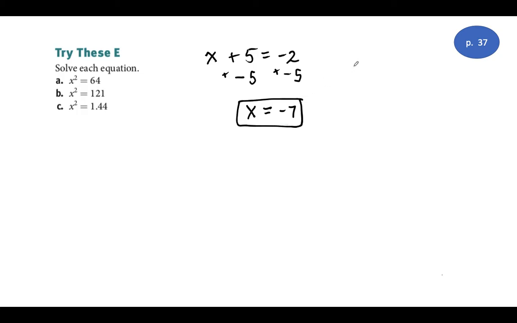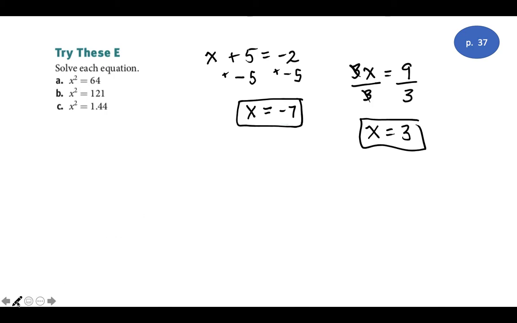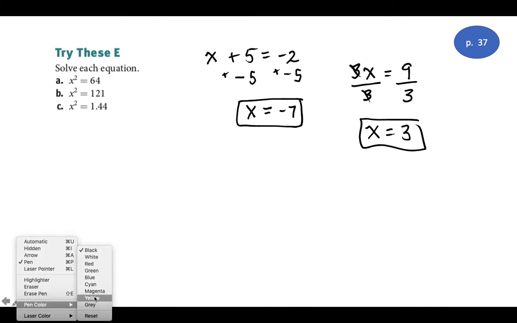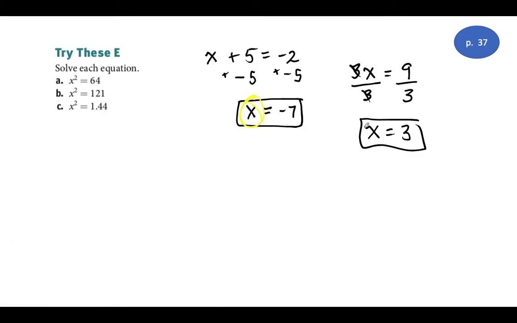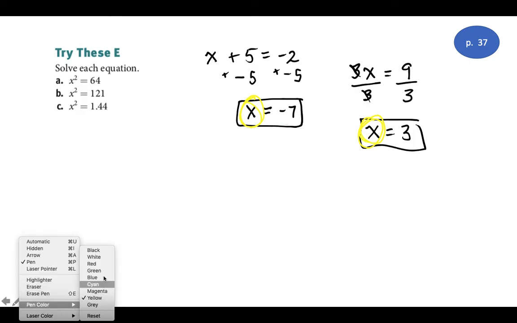But sometimes you had a number multiplied times x. 3 times x equals 9. Well, if the number was multiplied times your variable, the inverse of multiplying is dividing. So you would divide both sides by 3, and you get x is equal to 3. But in every case, your goal was to get x by itself. You want the x all by itself. You don't want anything over there with x. It should be the only thing there.